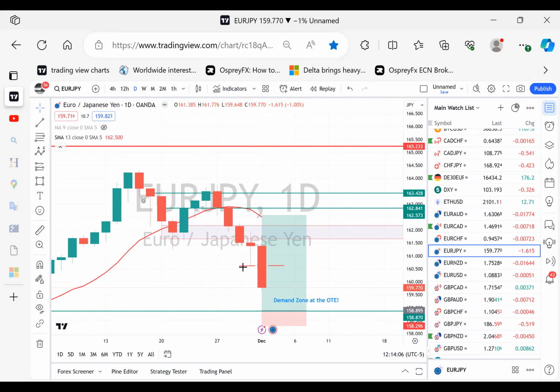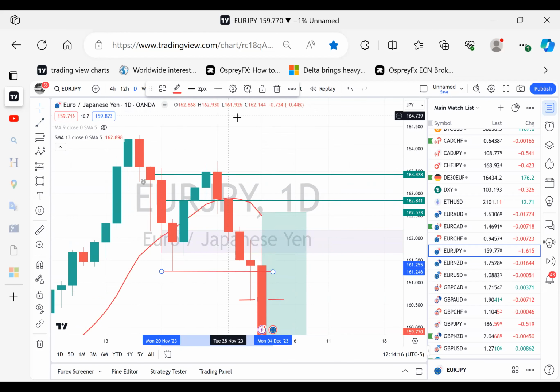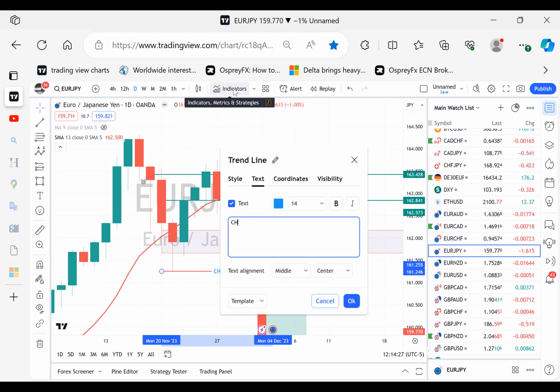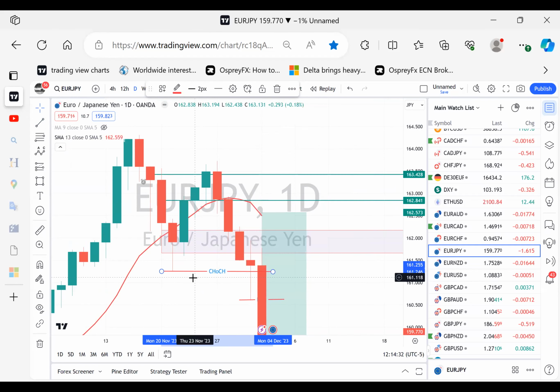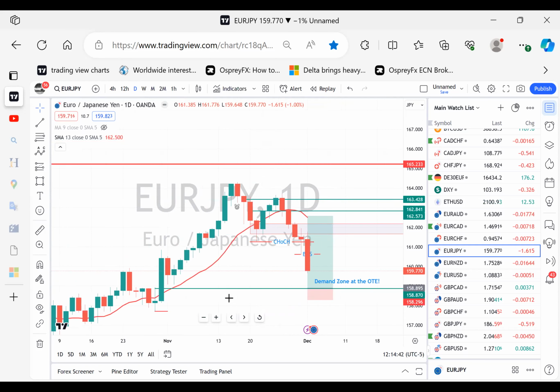Let me just make it bigger. It's pretty easy to see that we broke this swing low. So that would be a chalk. And you'd expect for the price to pull back, right? Whenever it pulls back, you know, this is where it's going to go.